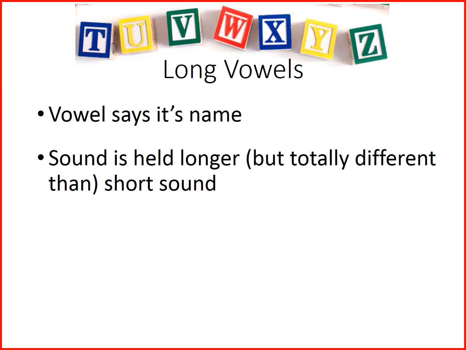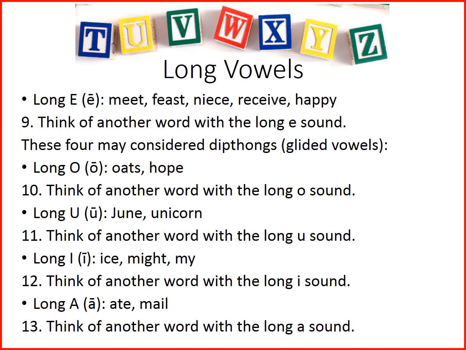Now we're going to talk about long vowels. So the long vowel sound is when the vowel is saying its name, A, E, I, O, U. The sound is called a long vowel because it's held longer, but it's totally different than the short vowel sound. It's not just the short sound held longer. It's a very different sound, but it typically is held longer. And again, the vowel says its name.